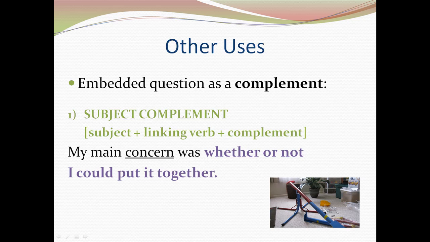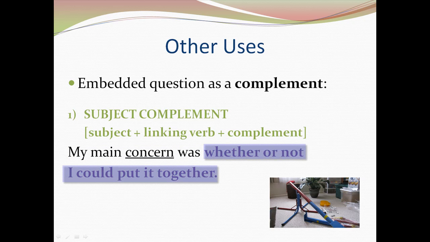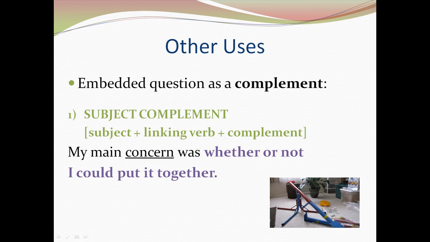A subject complement, for example, explains or defines the subject, as in, my main concern was whether or not I could put it together. When we use subject complements, the structure is subject plus linking verb, like a form of be, and then the complement, in this case, an embedded question. My main concern was whether or not I could put it together. The embedded question explains the subject.